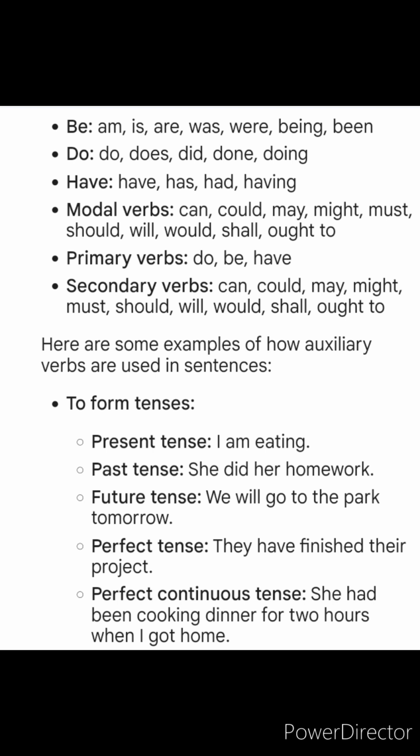Uses of auxiliary verbs in sentences. To form tenses. For present tense, I am eating, she is eating. For past tense, she did her homework. Future tense, we will go to the park tomorrow. Perfect tense, they have finished their project. Perfect continuous tense, she had been cooking dinner for 2 hours when I got home.